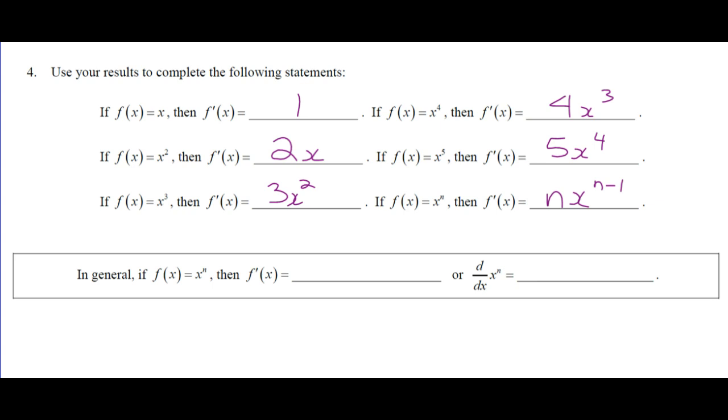So in general, if f of x is x to the n, then f prime of x is, we already wrote it, n times x to the n minus 1, or d by dx of x to the n is the same thing, right? It's just an alternate notation, right? F prime of x, d by dx of x to the n is n times x to the n minus 1.